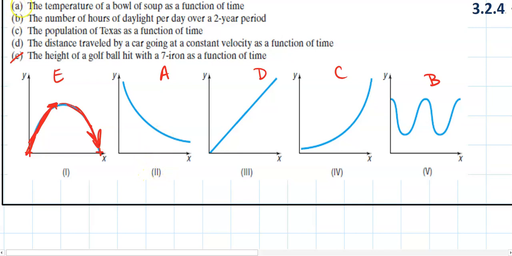Graph number 2, I think, matches A, the temperature of a bowl of soup, as a function of time. One thing you may or may not be aware of is that a hot object, when placed in a room to cool, will lose temperature very rapidly. So the steepness of this curve at the beginning is relatively steep compared to the steepness along the curve as time passes. This gets less and less steep.